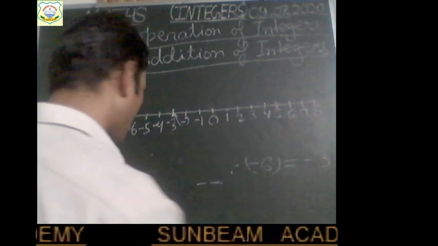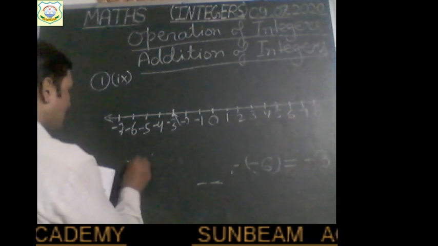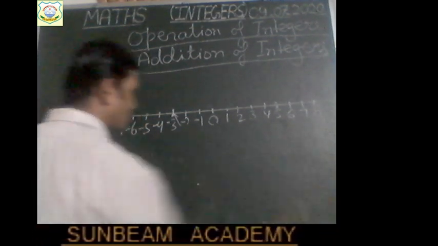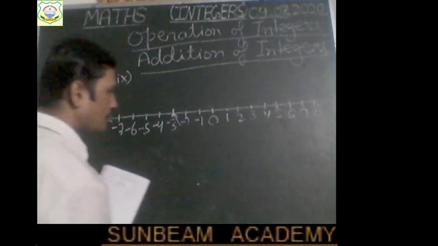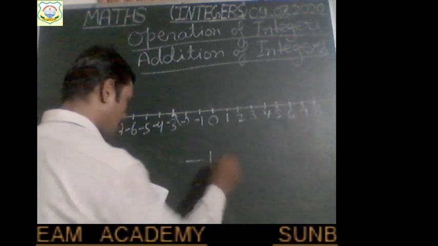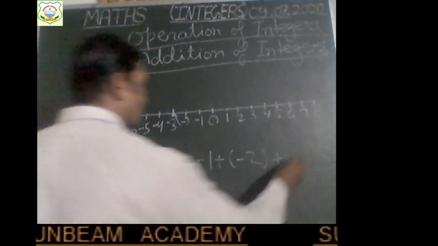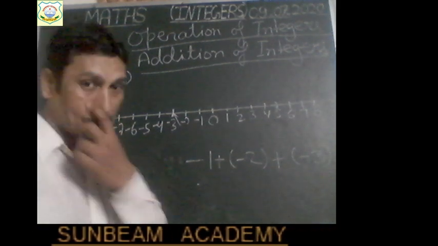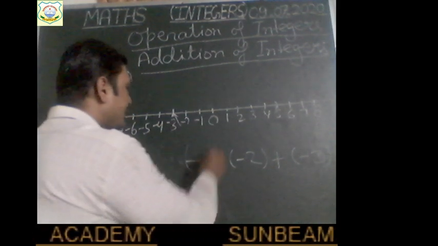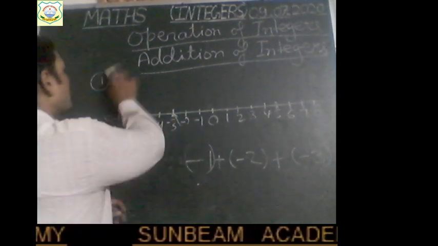So the next integer, suppose I am taking the numbers like minus 1, then I am writing here so that you can see it easily. Minus 1, then plus minus 2, plus minus 3. Children, here you can see all three integers are negative. Okay, children. So how to add this? This is the eighth part of question number 1.